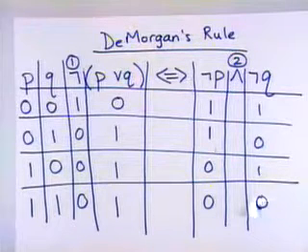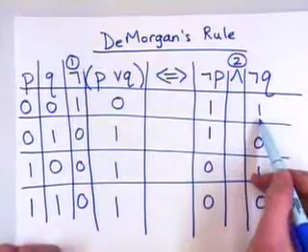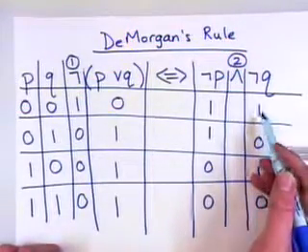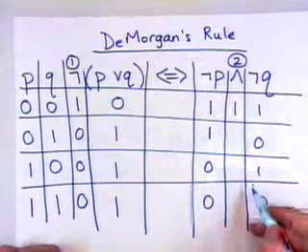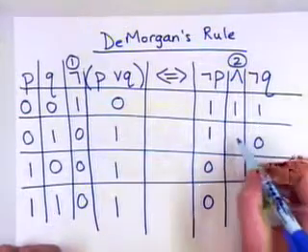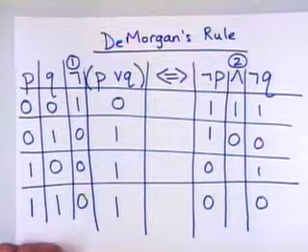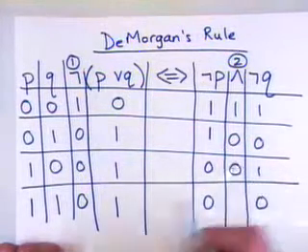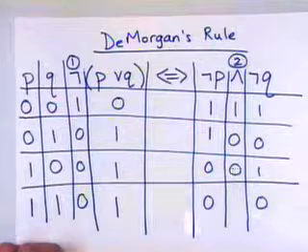So our next step is to AND these two statements together. In the first row, we have a 1 ANDed with a 1, which gives me a 1. In the second row, we have 1 and 0, which gives me 0. In the third, I have 0 and 1, which gives me 0. And in the last column, I have 0 ANDed with 0, which gives me a 0.